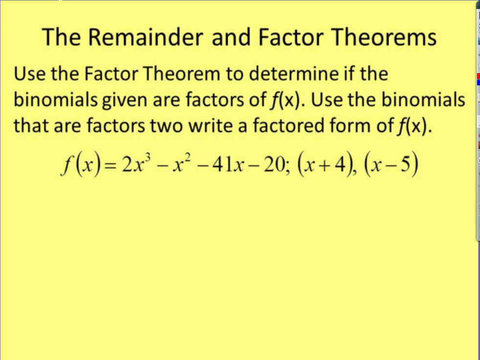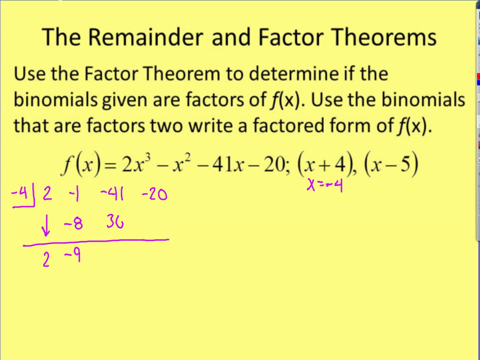Let's try one more of these. We're first going to try x plus 4. If we get the x by itself, we're going to have x is equal to negative 4. Negative 4 times 2 is going to give us a negative 8. When we add down, that's going to give us a negative 9. Negative 4 times negative 9 is a positive 36. If we add down, we get negative 5. Negative 4 times negative 5 is a positive 20. When we add down, we get 0.